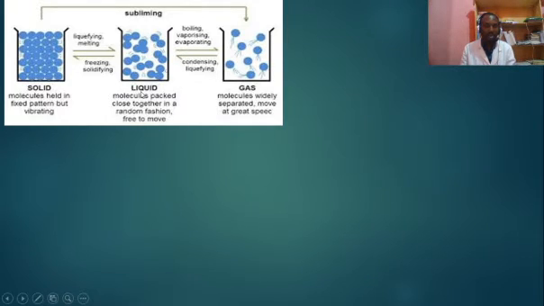Now look at the molecules in the liquid. How are they arranged? Molecules are packed close together in a random fashion, free to move. So in the liquid, the molecules are free to move. They move about each other, touching each other. That's exactly what happens in a glass of water. Molecules are free to move. But in the solid state, the particles are not free to move.